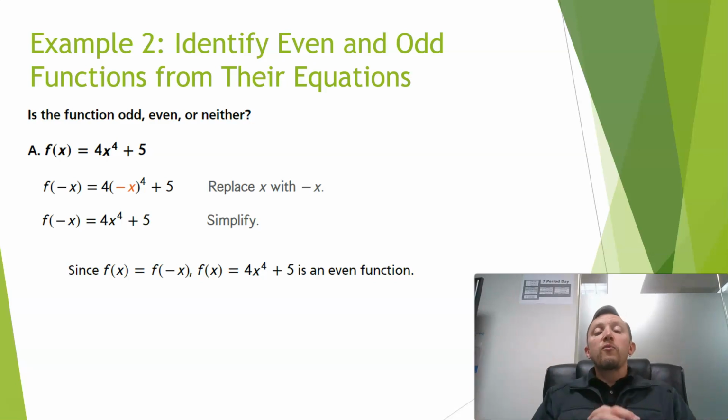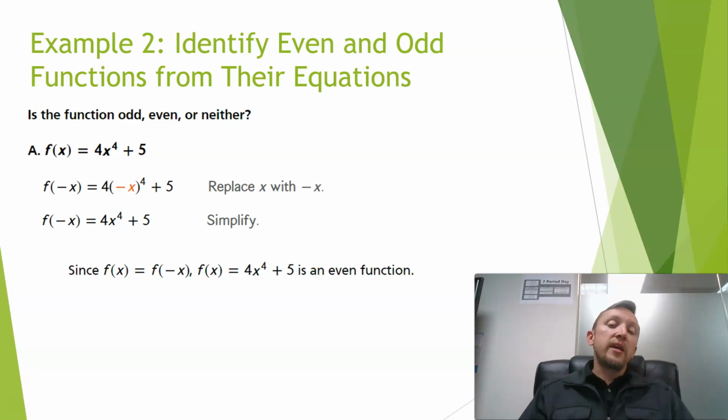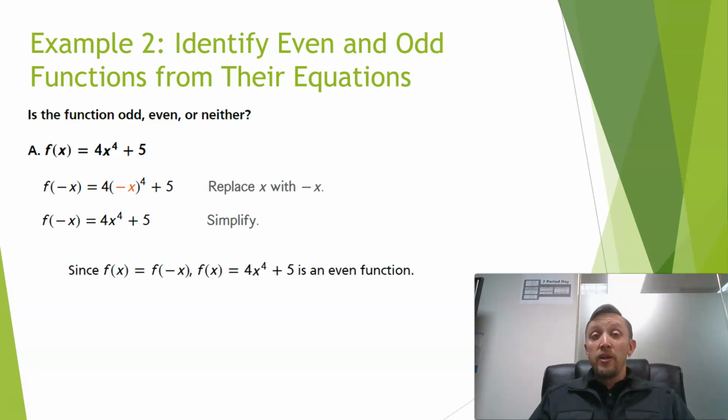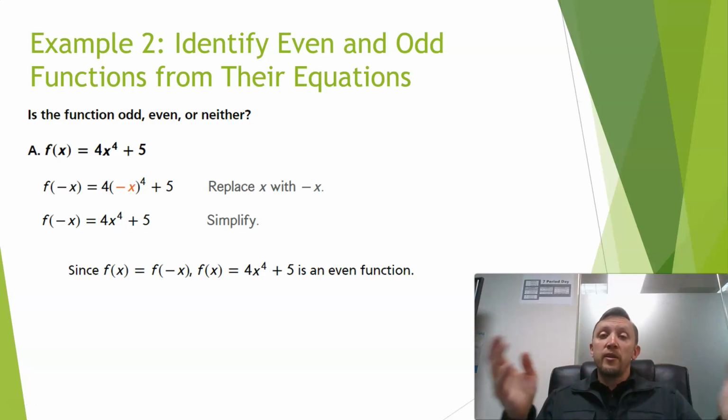Okay, what if we don't have a graph? What if we just have an equation like 4x^4 + 5? We want to figure out whether or not it's an even or odd function. Now, I don't want you to make the mistake of thinking just because it has an even degree polynomial that it's an even function, or if it is an odd degree polynomial, it's an odd function, because that does not work 100% of the time. It must work 100% of the time for it to be a trick that we can use.